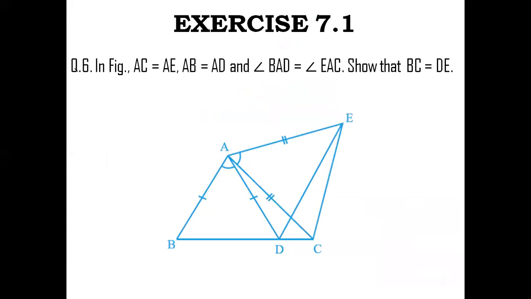Question number 6, which says, in the figure, AC is equal to AE. Let us look into the figure. Yes, it has been given that AC of one triangle is equal to AE of the other triangle. Also given is that AB is equal to AD, and angle BAD is equal to angle EAC. Now, what are we supposed to prove? That BC is equal to DE. This seems to be an interesting question. Let's not waste time and quickly get to the solution.